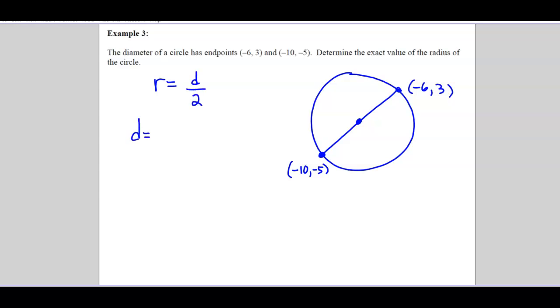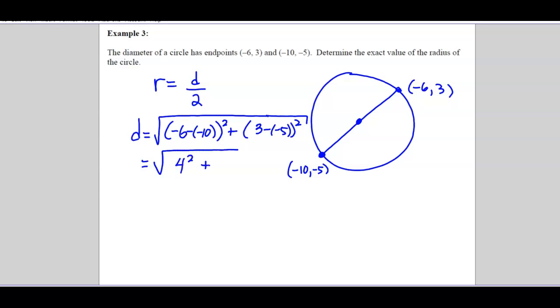So let's find the diameter. Turns out the diameter is the distance between those 2 points. So this D is like distance as well in this case. So D will be the difference of the x's squared plus the difference in the y's squared. So simplify those. Negative 6 plus 10 is 4. 3 minus negative 5 is 8. You want to do that all in one step. So 4 squared plus 8 squared. That's 16 plus 64. So what's that? 80.